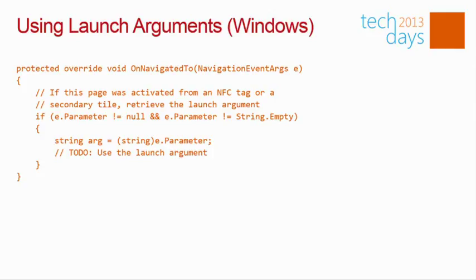Basically, you take a look when your page is activated. You see if the parameter is non-null. Because of code that was put into app.xaml.cs by Visual Studio when it created the project, when the app is launched, any parameter passed in from a secondary tile or an NFC smart tag will be passed to the page that's activated in the parameter property of the event args.